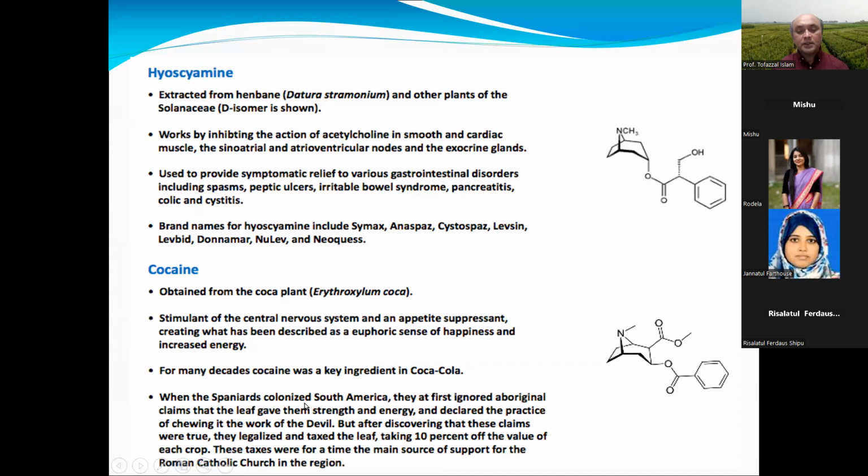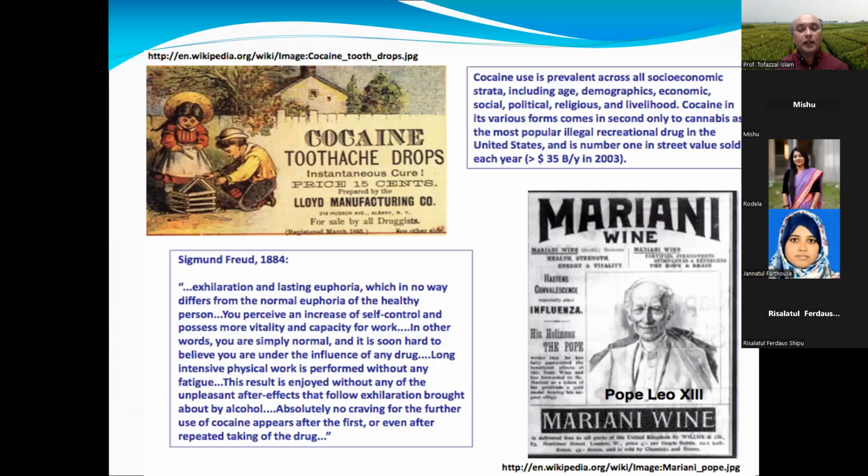When the Spaniards colonized South America, they at first ignored aboriginal claims that the coca plant leaf gave them strength and energy, and declared the practice of chewing a devil's work. But finally, when they did some experiments and tested, they found that yes, the coca plant contained some neurostimulating power, and then they introduced a tax on the use of that plant, like we do in the case of cigarettes, the tobacco industry. This is the historical image.